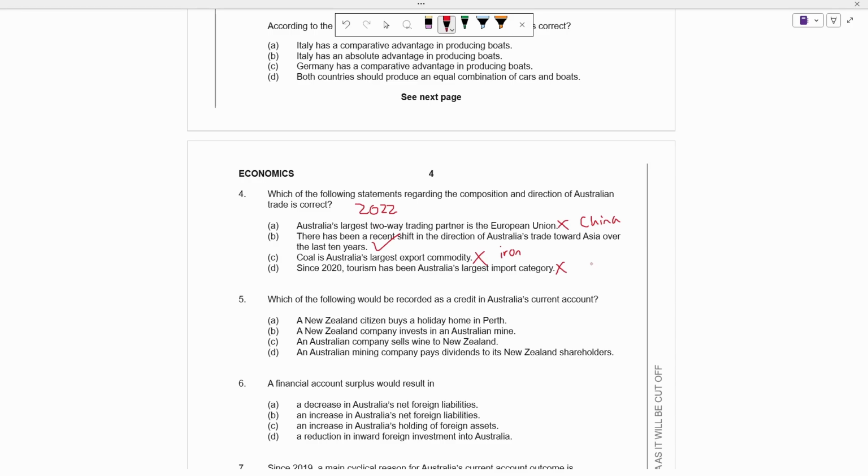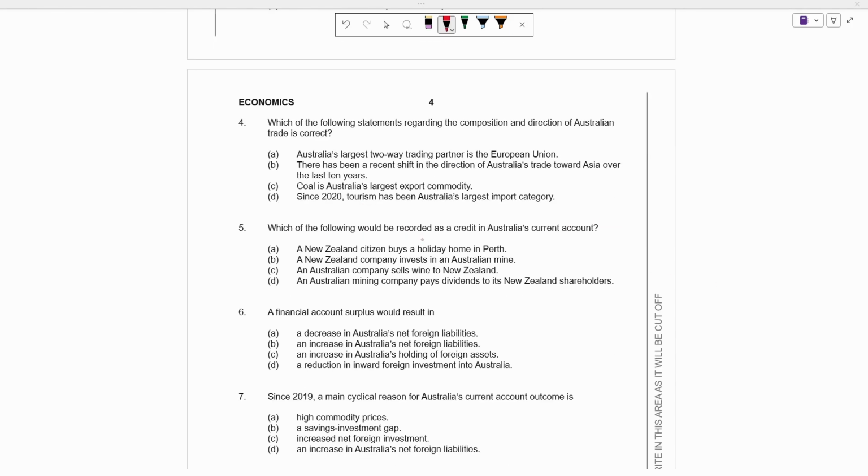It's manufactured goods. Which of the following would be recorded as a credit in Australia's current account? A, a New Zealand citizen buys a holiday home in Perth. This one is incorrect, as this would be recorded as a credit in the capital and financial account. B, a New Zealand company invests in an Australian mine. This one is also incorrect, as this would be recorded as a credit underneath the capital and financial account.